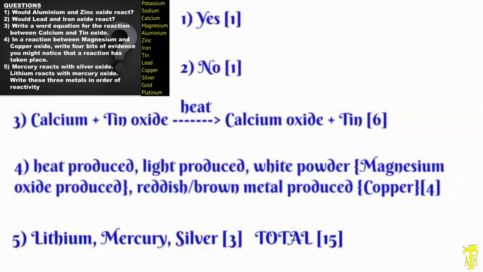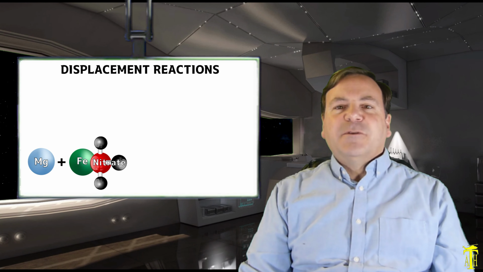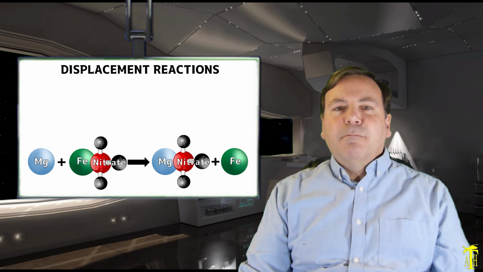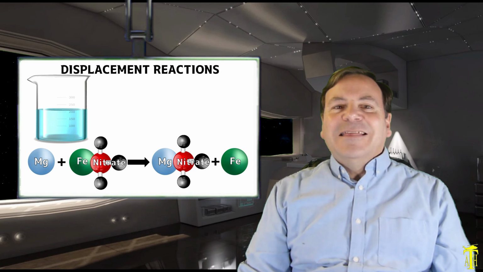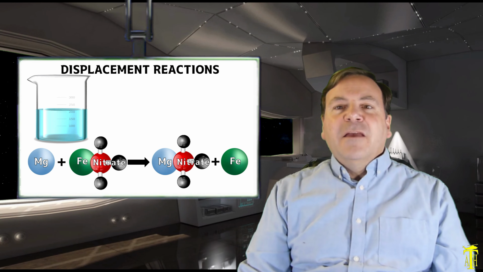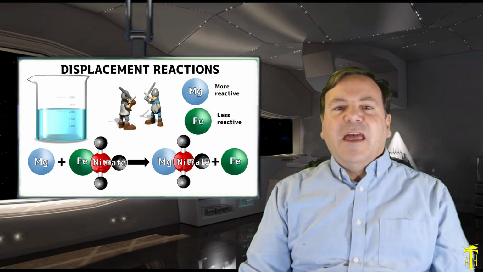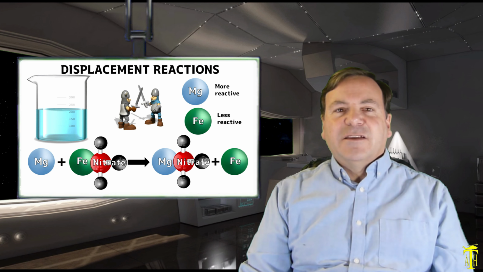A similar sort of reaction to competition reactions are displacement reactions. These take place between metals for a metal salt, such as a metal sulfate or a metal nitrate. These sorts of reactions take place in solution, so there's no need for heating the reaction to get it started. They start on their own. These displacement reactions are similar to competition reactions, but instead of competing for oxygen, the metals are competing for the salt in the solution. And the metal that ends up with the salt is the most reactive.